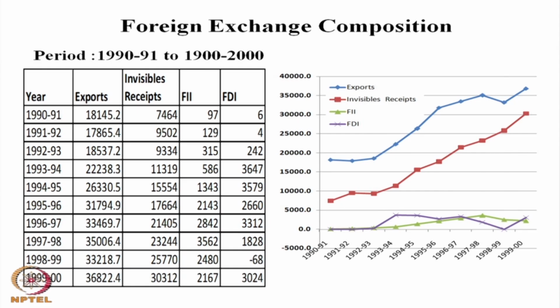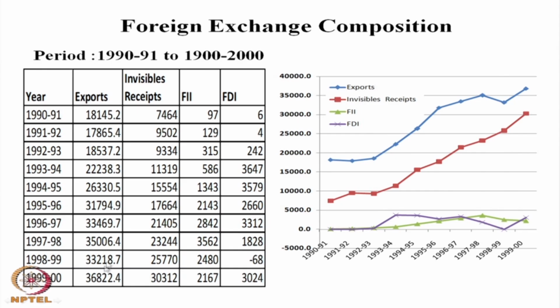And if you analyze the composition from 1991 to 2000, then you see that export has been increasing, invisible receipt has been increasing, FI also increasing, and FDI somewhat increasing, only in 98, 99 it was negative in nature. All are increasing. However, these are contributing significantly to our foreign exchange earning, foreign exchange reserve, but not in a position to make our current account deficit 0.